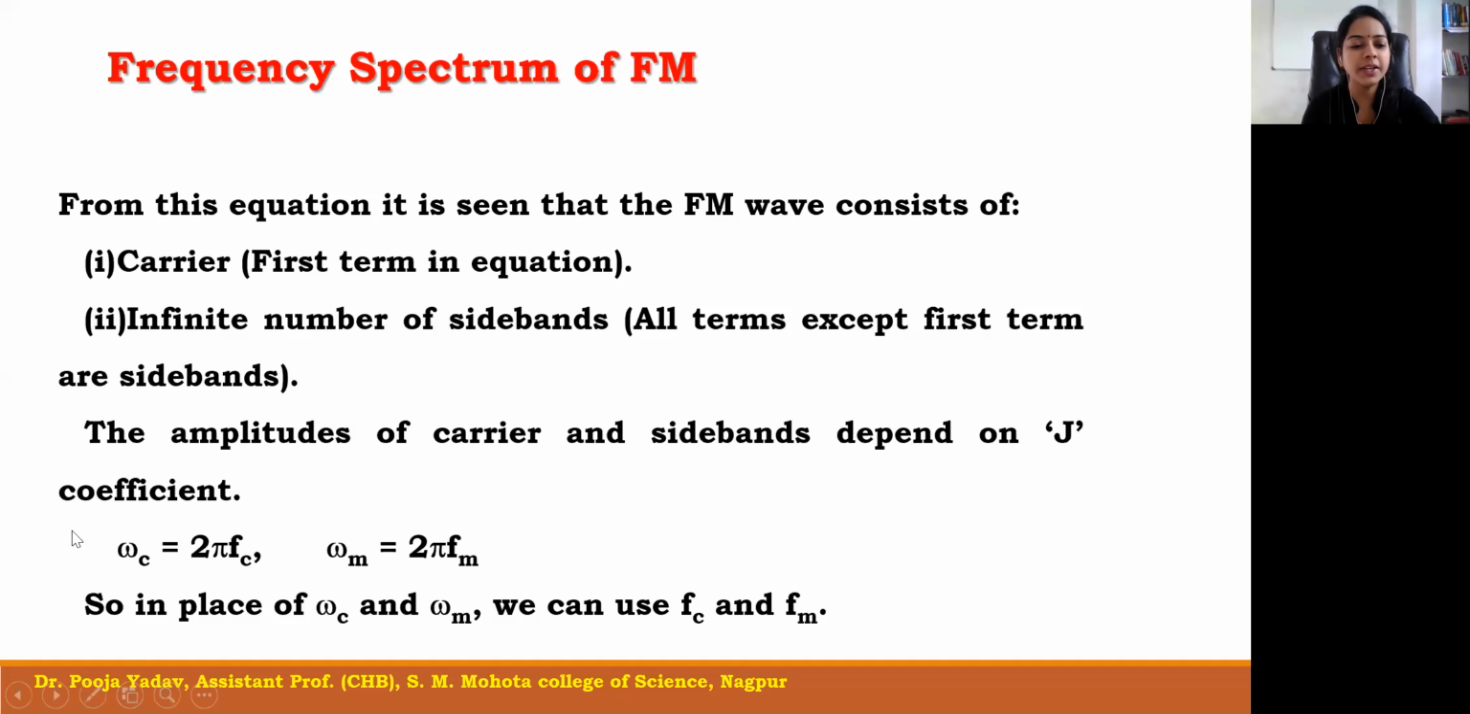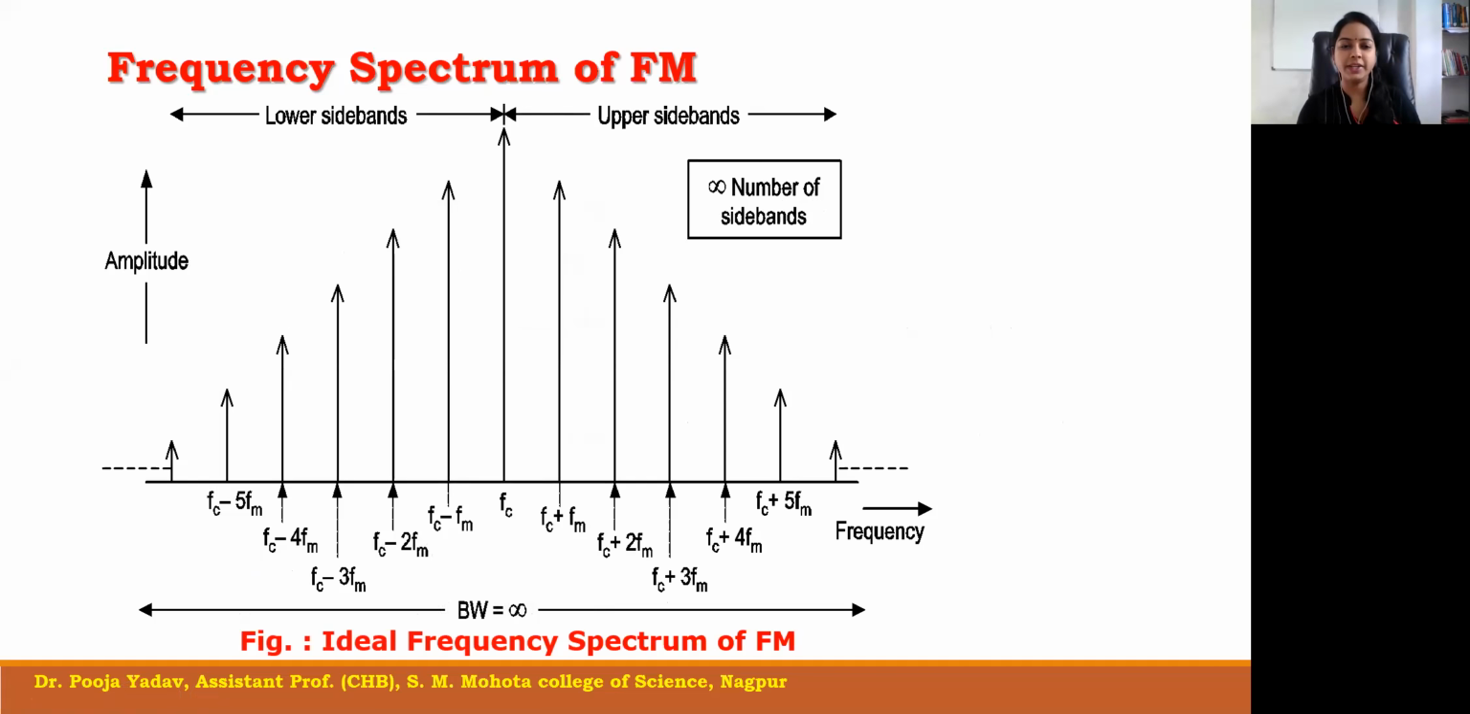Here the amplitudes are given. You can have omega c equal to twice pi fc and omega m equal to twice pi fm. Means what? This is the carrier frequency and this is the modulating frequency. So this is the omega for the carrier and this is for the modulating frequency. So what will happen at the end in the frequency spectrum? This is the final picturization of what happens in frequency modulation. Just look at this picture. The modulation will be very clear to you by seeing this picture.